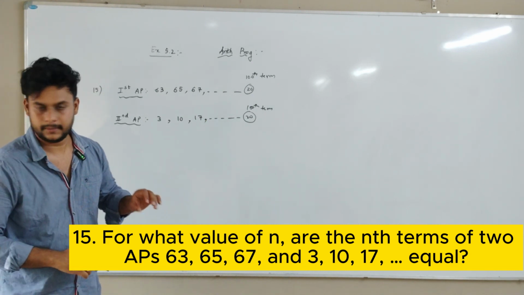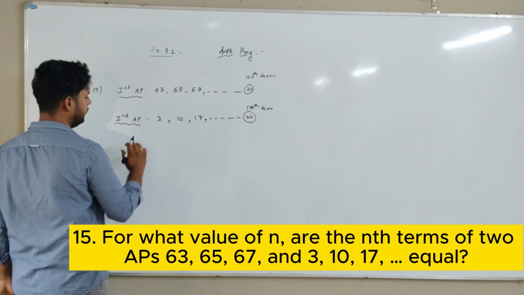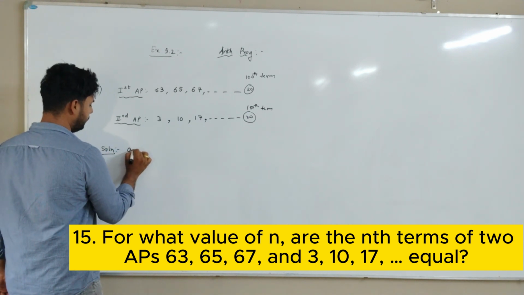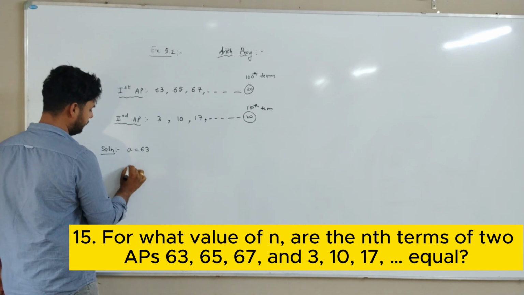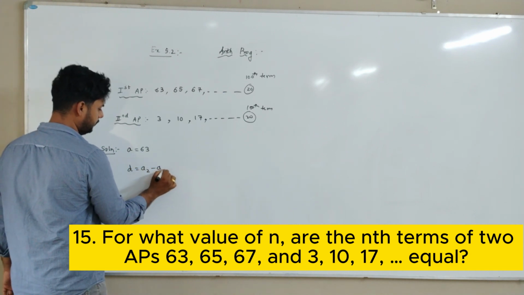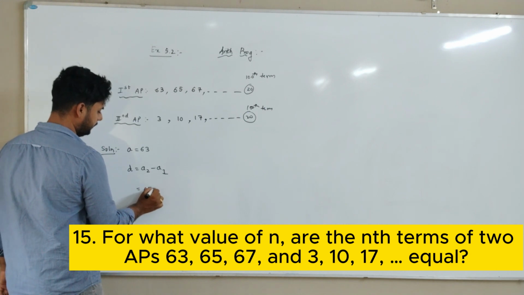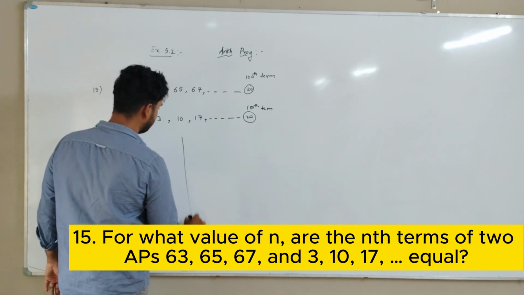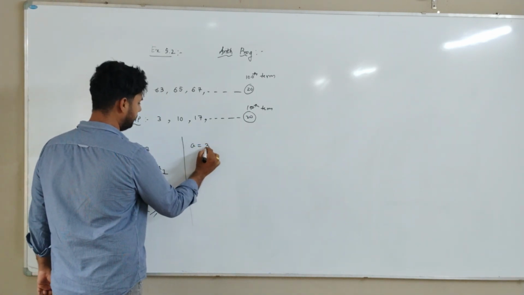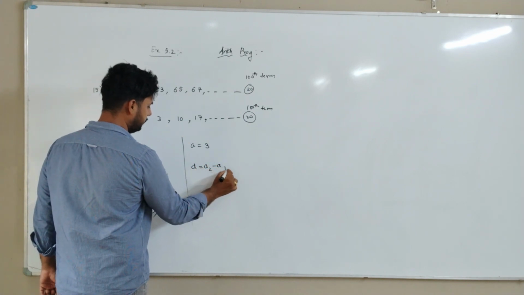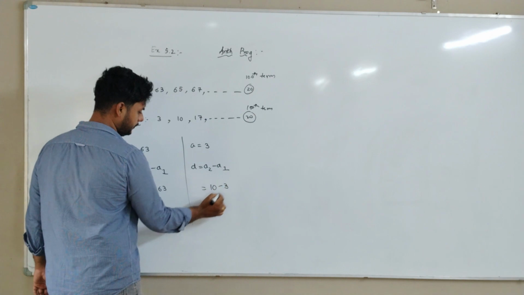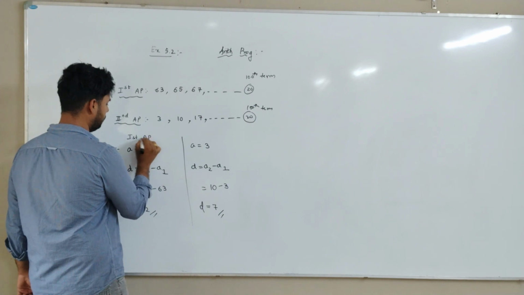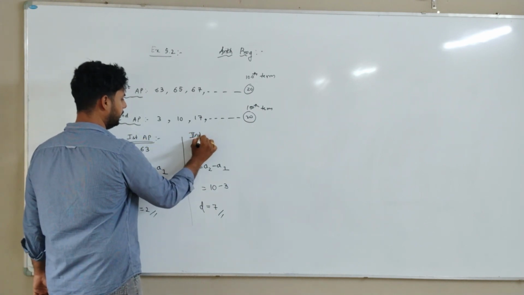Getting the question? So this is the first AP. I will take an equation. In the first AP, a is equal to 63. d is equal to a2 minus a1, that is 65 minus 63, which is 2. This is about the first AP. Here I will write about the second AP. a is equal to 3. d is equal to a2 minus a1, a2 is 10 minus 3, d is 7 here. This is about the second AP.